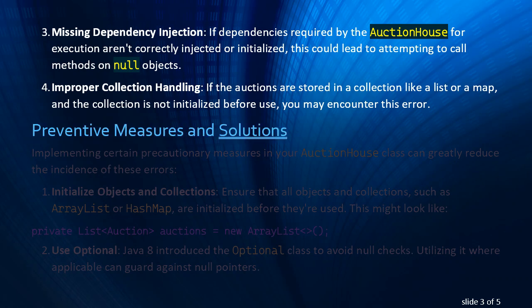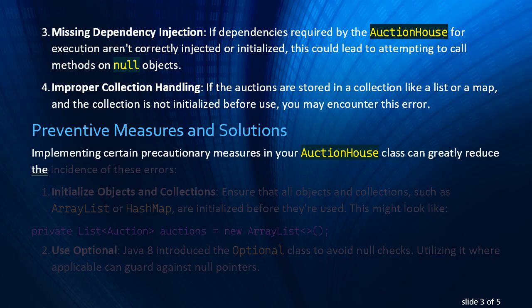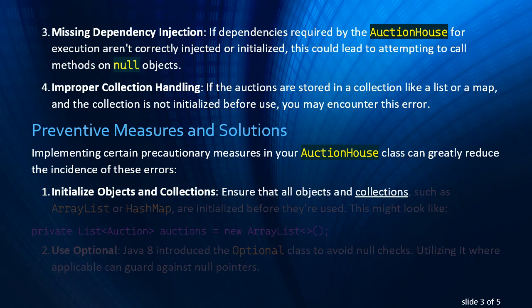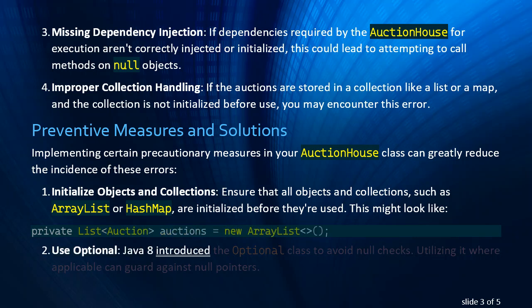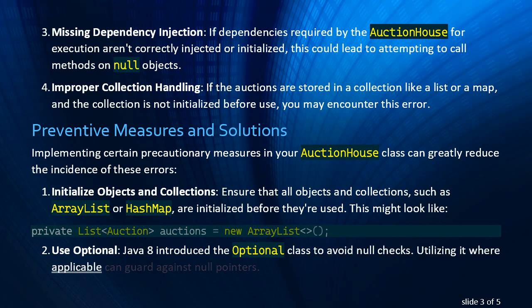Preventive measures and solutions. Implementing certain precautionary measures in your AuctionHouse class can greatly reduce the incidence of these errors. Initialize objects and collections. Ensure that all objects and collections, such as ArrayList or HashMap, are initialized before they're used. This might look like: Use Optional. Java 8 introduced the Optional class to avoid null checks. Utilizing it where applicable can guard against null pointers.